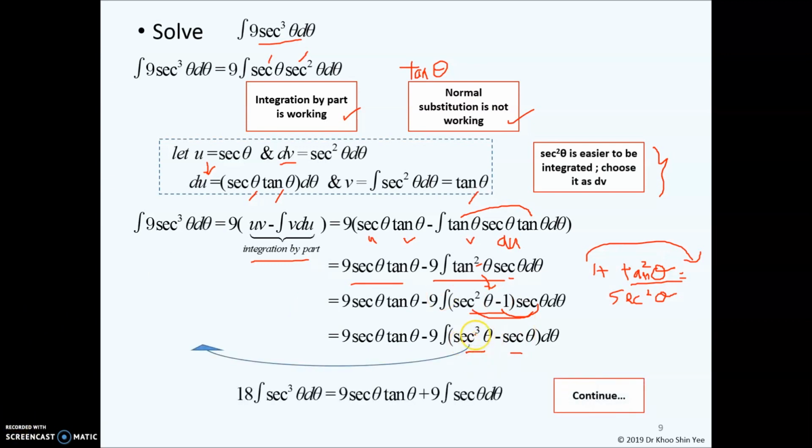You see this term, secant to the power of 3, here. So we can move it to the left-hand side. We have negative 9 here, and then you have a positive 9 here. So you move the negative to the left-hand side, you get positive 9. So 9 plus positive 9, you get 18. This term remains. This term will move to the left-hand side. And for this term, negative negative becomes positive, 9 multiplied by secant, you get this. So we continue with this.